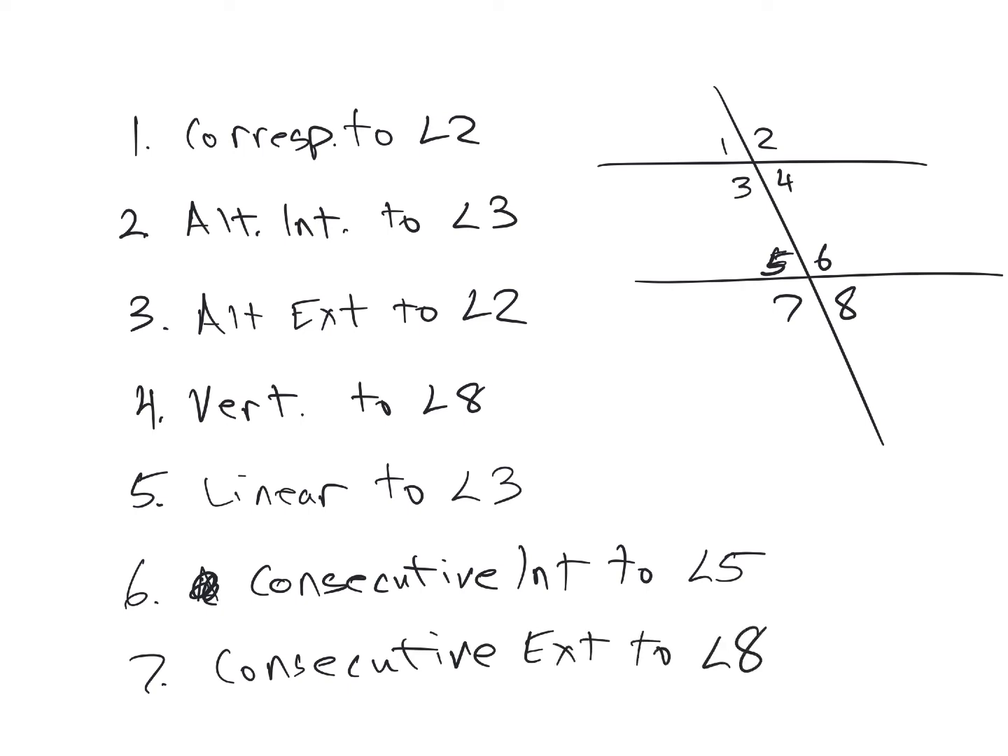Number 1, corresponding to angle 2 is angle 6. Good. Next. Alternate interior to angle 3 is angle 6. Good. Alternate exterior to angle 2 is angle 7. Good. Vertical to angle 8 is angle 5. Number 5, linear to angle 3 is angle 4, or you could have said angle 1. Either one is correct. Number 6, consecutive interior with 5 is angle 3. And number 7, consecutive exterior with angle 8 is angle 2. Good job.